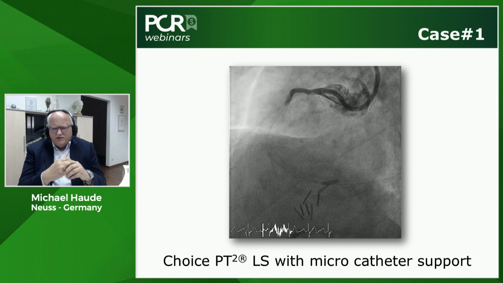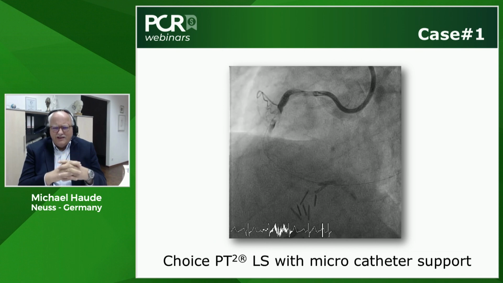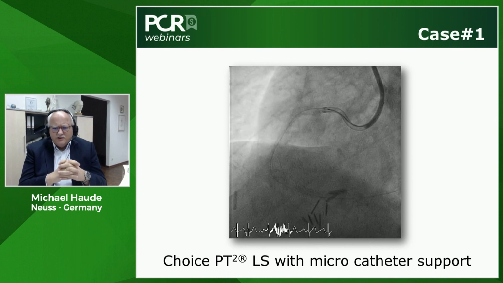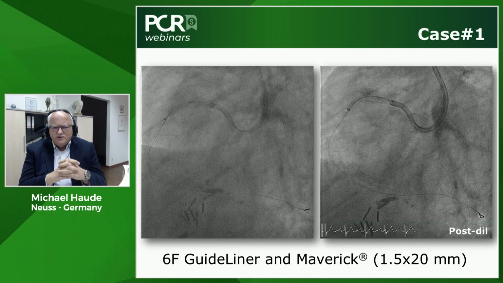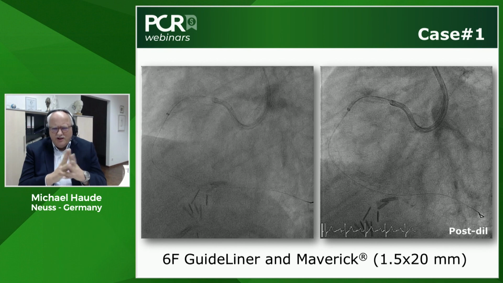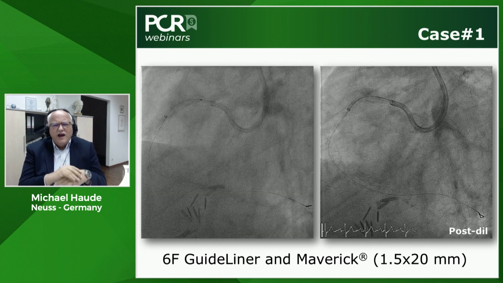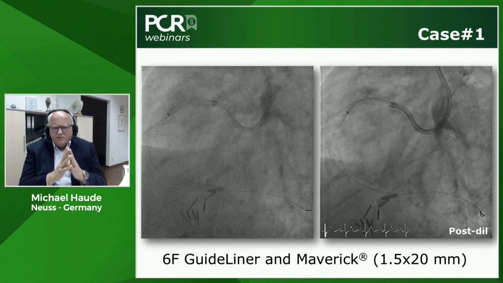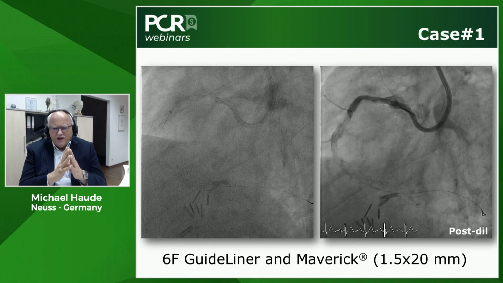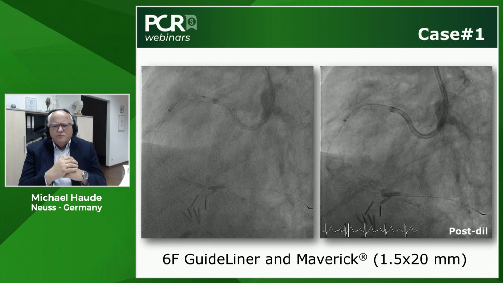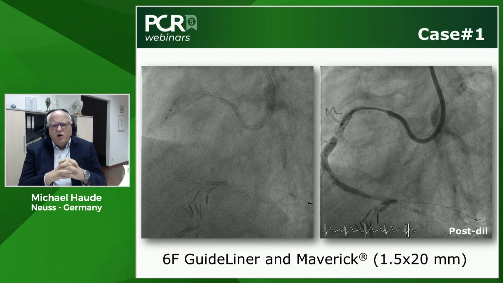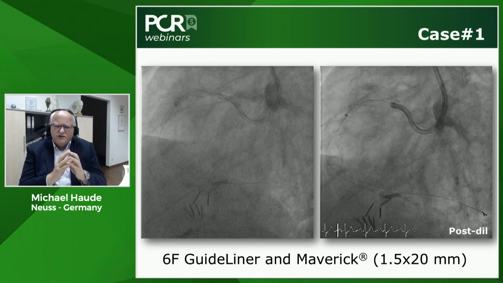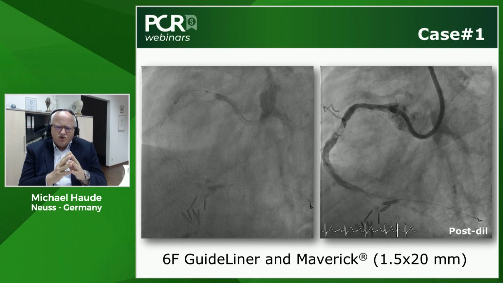So our intention, on the next slide, was to predilate this lesion first. And we had to do that with a small balloon. In order to enhance our pushability, we put a guide liner down to the proximal lesion, and then we were able to advance a 1.5 millimeter by 20 small balloon there. We opened that balloon, not too much, 12 atmospheres, and that is what we then achieved.